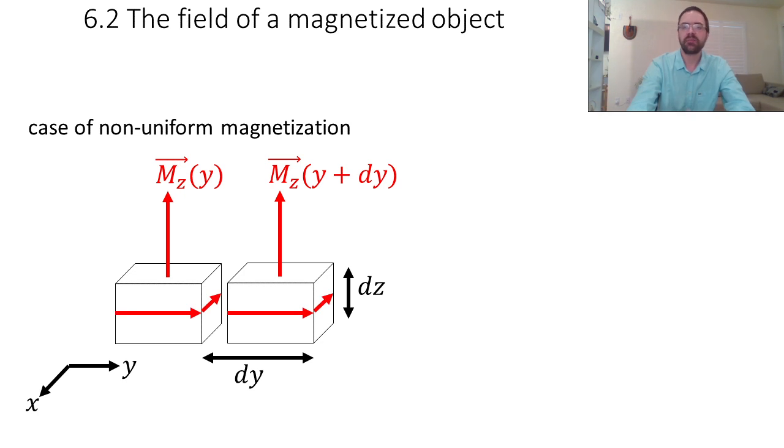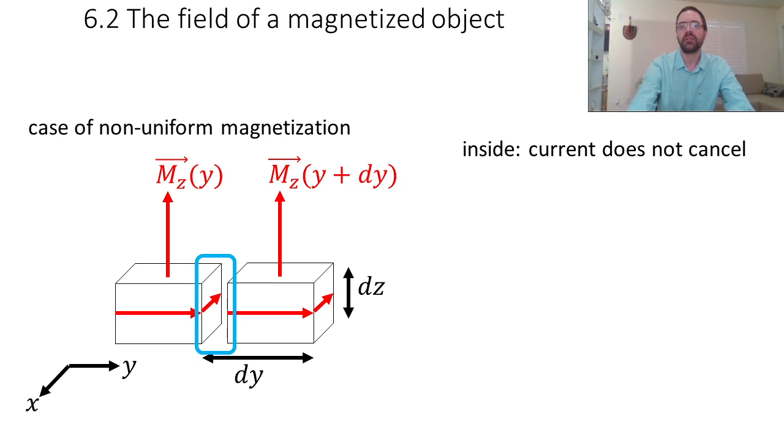Again, this magnetization can be understood as due to electrical current running around the edge of the volume. But this time, since the magnetization is not the same, the currents are not the same. And so inside the material, the currents will not cancel each other. You can see this by looking at the current in between these two blocks. The left block contributes a current along minus x. The right block contributes a current along plus x. But since they are not the same, they do not cancel each other, and so there will be a current along x.